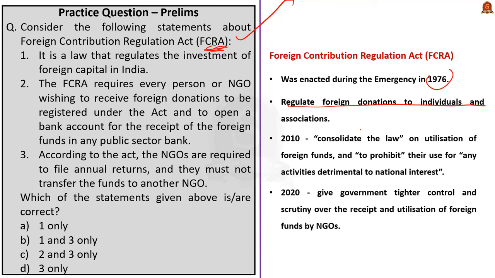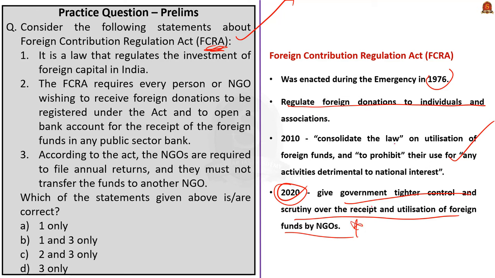Okay, remember, this act was subsequently amended, or we can say that an amended FCRA was enacted in 2010 to consolidate the law on utilization of foreign funds and to prohibit their use for any activities detrimental to national interest. The law was again amended in 2020, and it gave the government tighter control and scrutiny over the recipient and utilization of foreign funds by NGOs. Hope you got what is this FCRA.